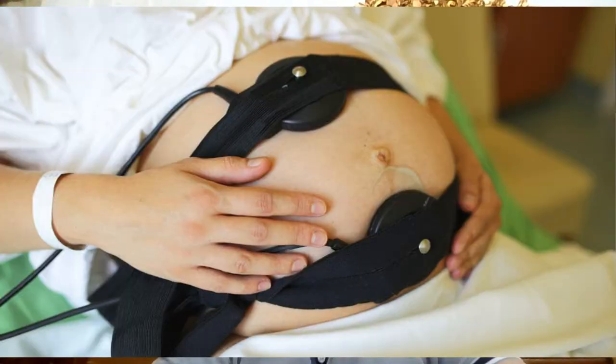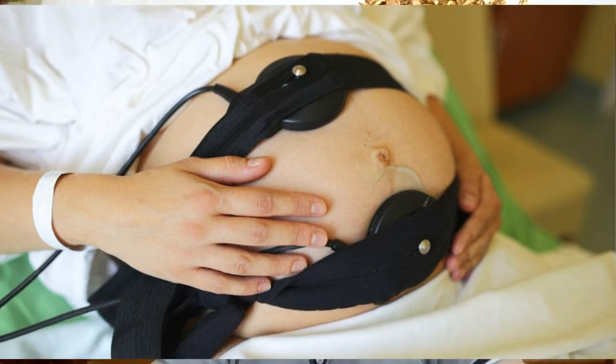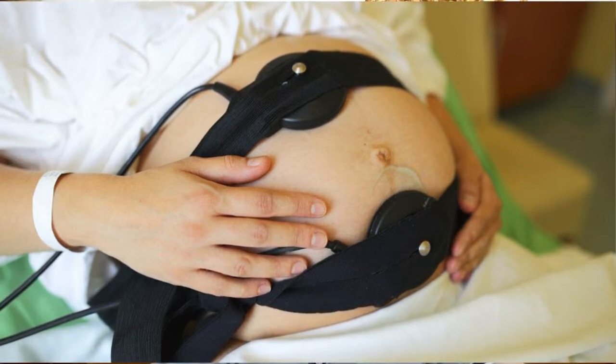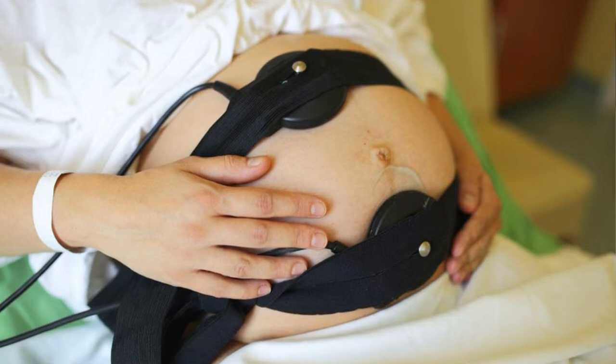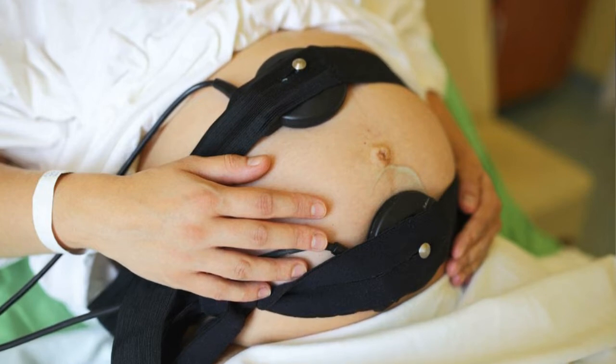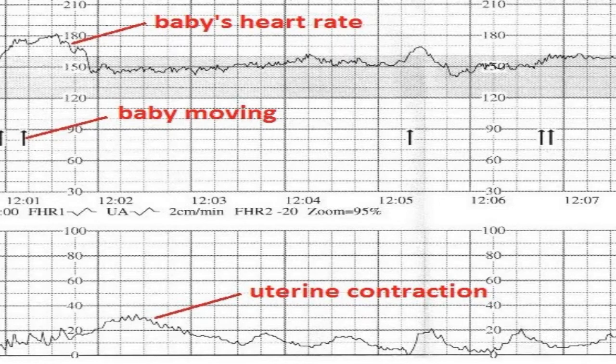These are the two pads that are put on the abdomen of the mother, containing two transducers. The upper transducer is the toco, which measures the frequency and the amplitude of the contractions. It is put on the fundus of the uterus. The lower transducer is the cardio, which detects the fetal heart rate. It is put on the area identified by the Pinard stethoscope or by handheld Doppler, at the area of maximum intensity of the fetal heartbeats.